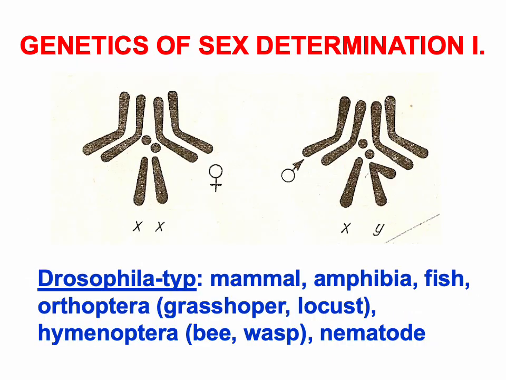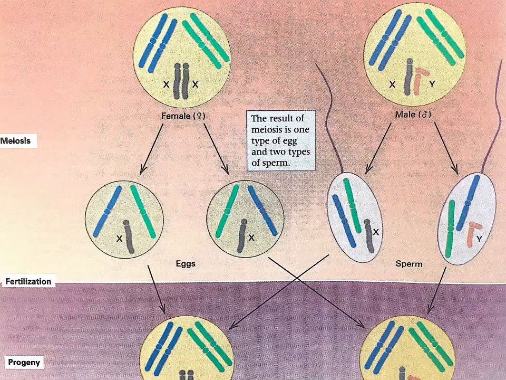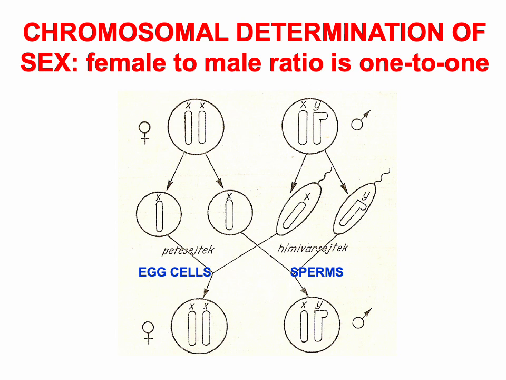Genetics of sex determination can be classified in the Drosophila type, like mammals, amphibia, fish, Orthoptera, insects like grasshopper, locust, and Hymenoptera, insects like bees and wasps, and the nematodes too. Here you see in a visualized form the XX and XY crossing, where the result of meiosis is one type of egg and two types of sperms. This is visualized in this picture too, and at the end the female to male ratio is 1:1.